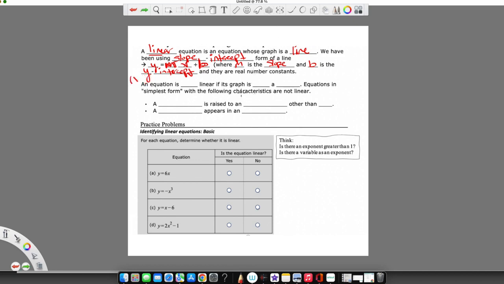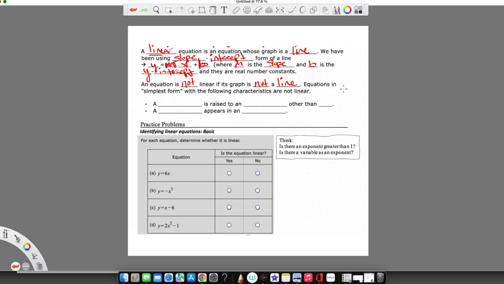If this doesn't look familiar to you, hopefully this is a quick review on slope-intercept form. It is definitely a very common form that we use to graph a line and to pull information from. An equation is not linear if its graph is not a line. A linear graph needs to be a line. If it's not a line, it's not a linear equation.